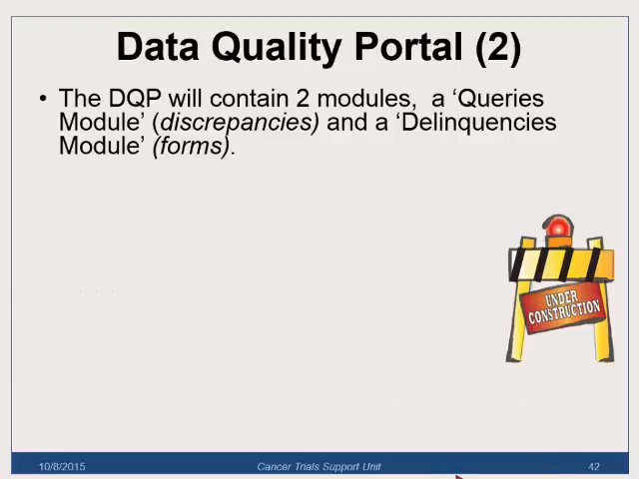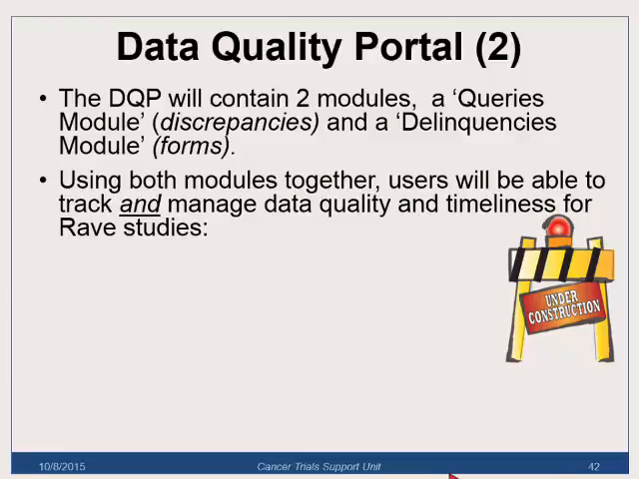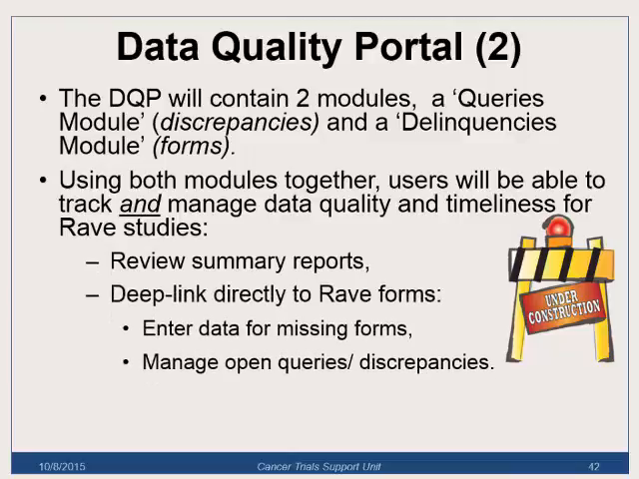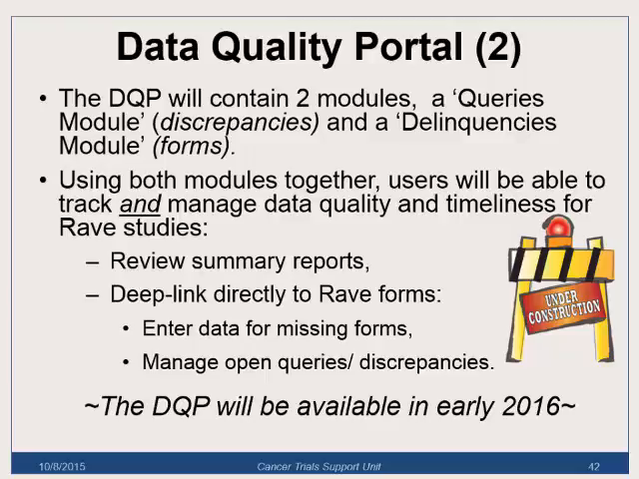So as I mentioned, the DQP will contain 2 modules, a queries module for discrepancies and a delinquencies module for forms. Using both these modules together, users will be able to track and manage data quality and timeliness for RAVE studies. You'll be able to review summary reports, deep link directly to RAVE forms, enter data for missing forms, and manage open queries and discrepancies. And this new portal will be available in early 2016.